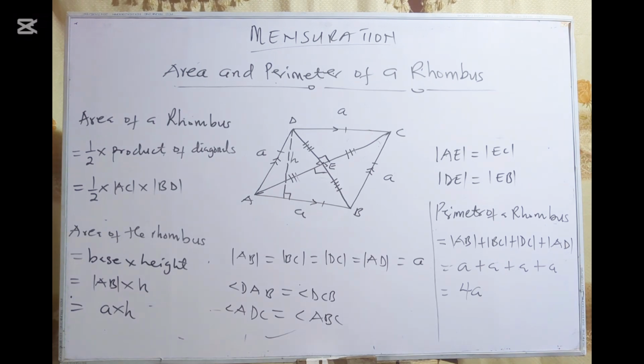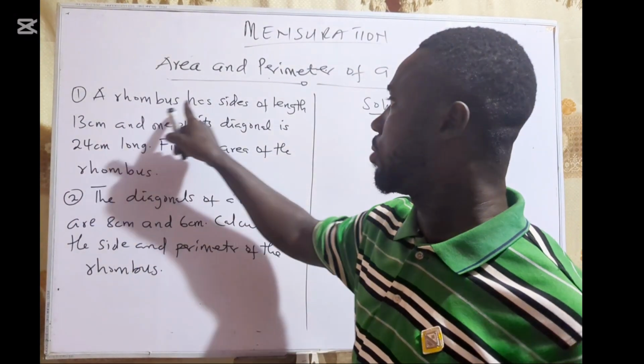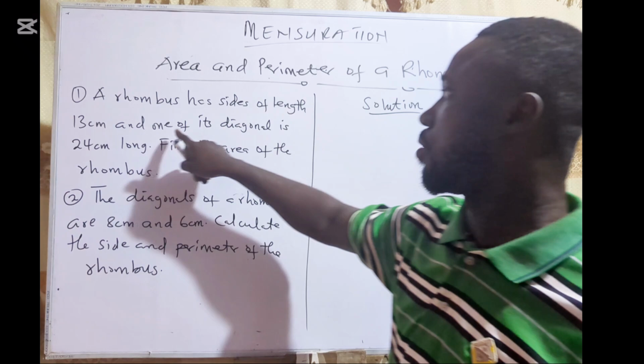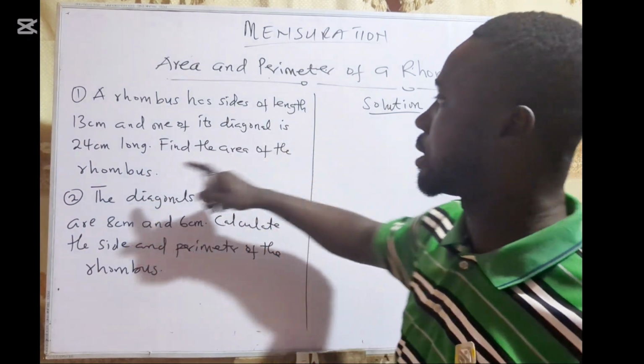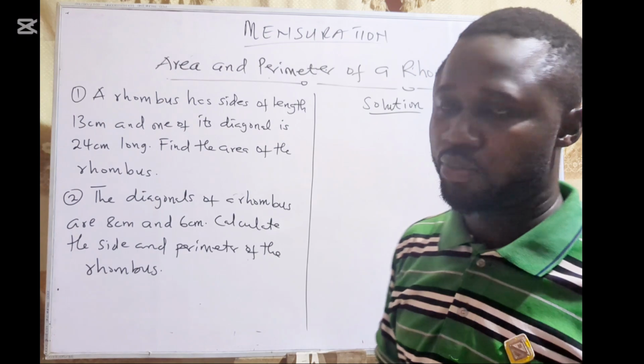So let's solve some questions on rhombus. Question one: a rhombus has sides of length 13 centimeters and one of its diagonals is 24 centimeters long. Find the area of the rhombus.